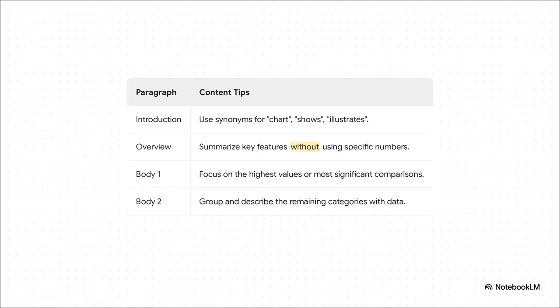So let's zoom in a little on what goes into each paragraph. For the intro, a great tip is to use synonyms. Instead of just repeating the chart shows, you could say the bar chart illustrates. But look at the overview. This is the single most important rule. I mean it. You have to summarize the main features without using any specific numbers. This part is crucial. You're just telling the main story. What's the highest, what's the lowest, what's the biggest difference, before you get into the nitty-gritty in the body paragraphs.